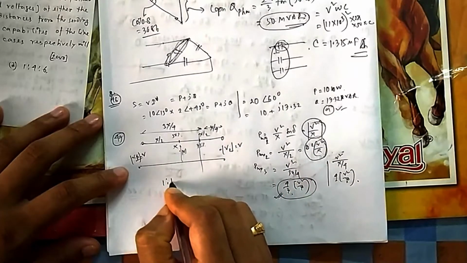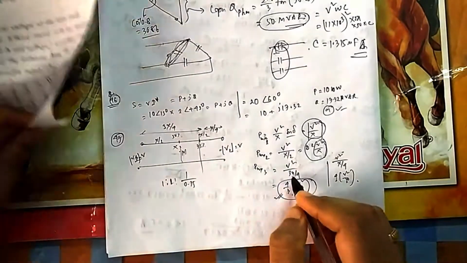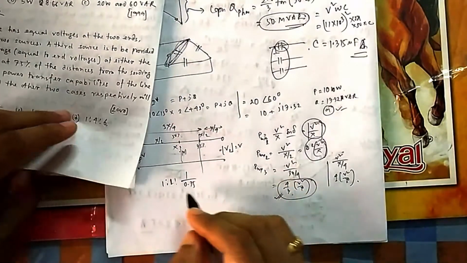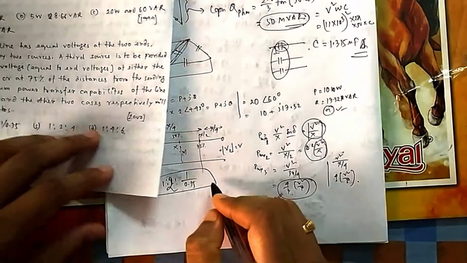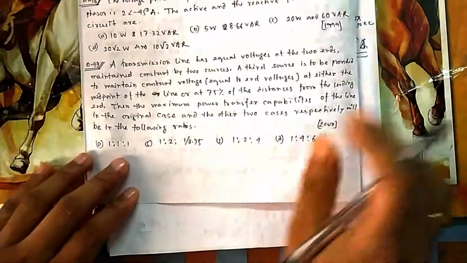That means 1 is to 2 is to, and this one they have written is I think 1 by, say, 0.75. Because 3 by 4 is 0.75, so it is 1 by 0.75. That is 1 is to 2 is to this one. That is option B. It should be B.